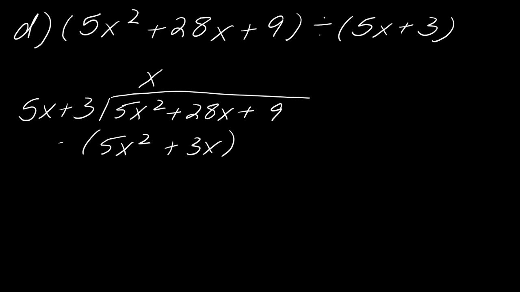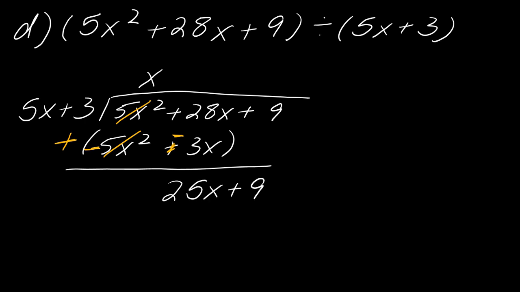So let's subtract all that off. So I'm going to turn this into a plus, minus, minus. So these 5x squareds will drop out. And I'm left with 25x plus 9, bringing the 9 down. So what do I have to multiply 5x by to get to 25x? That's going to be plus 5. And so this will be 25x plus 15.